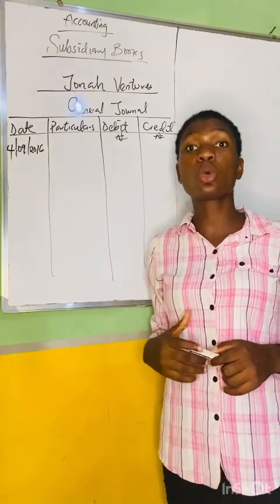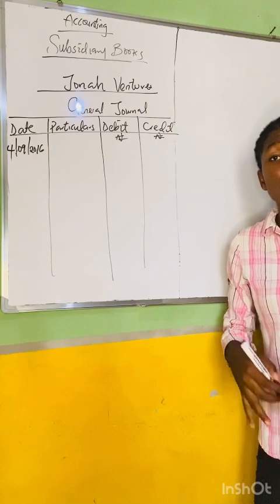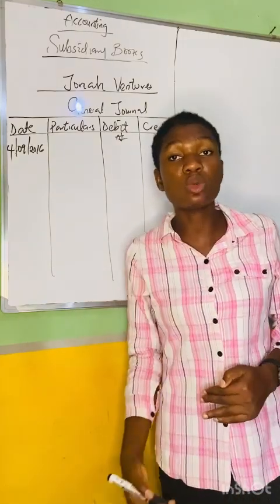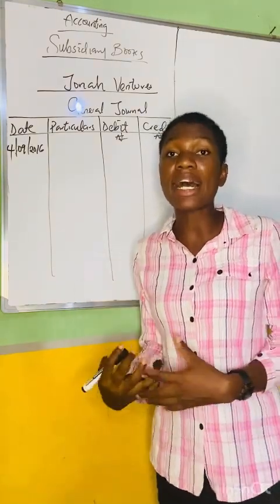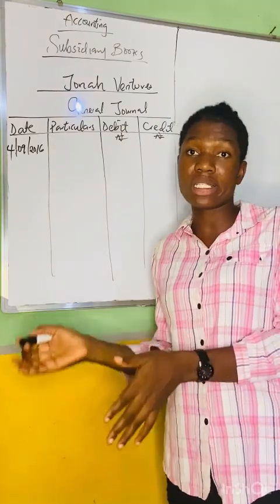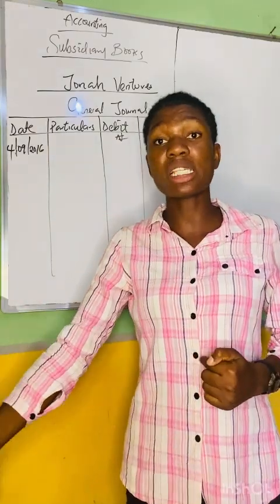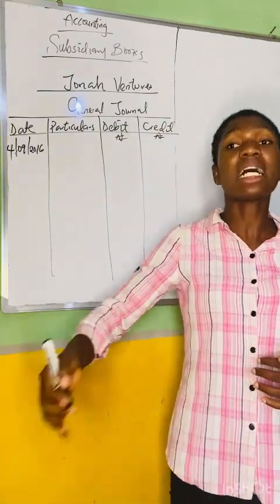When we come to our particulars, we'll be looking at the two accounts involved here. We must be able to know which account is to be debited and which is to be credited before making our explanation. If we bought office equipment from AYZ, that means AYZ is giving out equipment. Do you understand? Their asset value is going out.